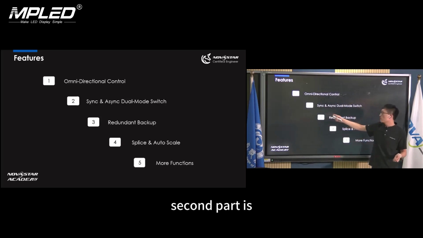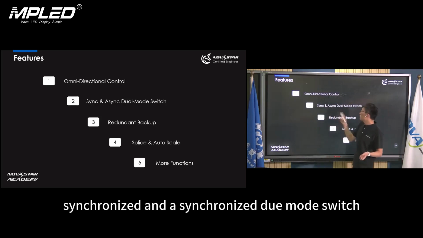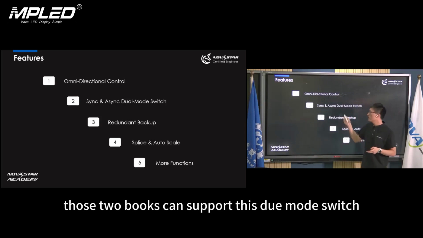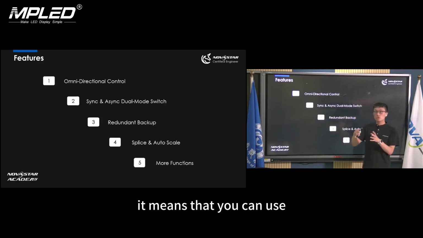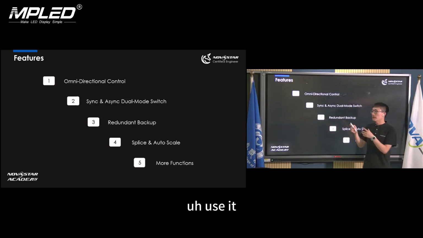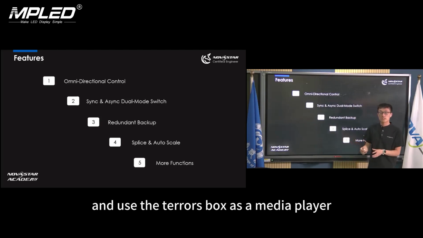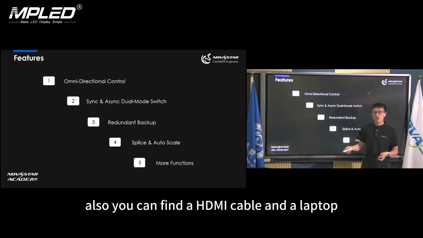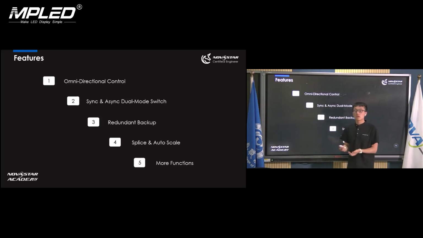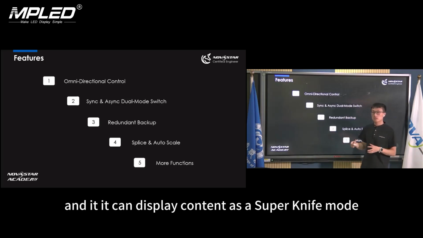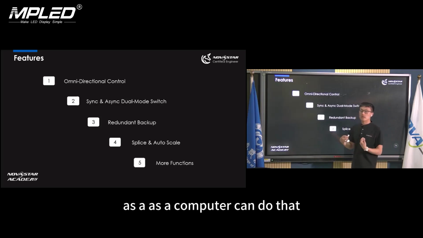And the second feature is synchronous and asynchronous dual mode switch, which means that if you use the Taurus 6 or Taurus 8, those 2 boxes can support this dual mode switch. It means that you can use its internal storage to store some videos or images, and use the Taurus box as a media player. Also, you can use an HDMI cable and a laptop to connect with the Taurus box, and it can display content in synchronized mode, as a computer can do.